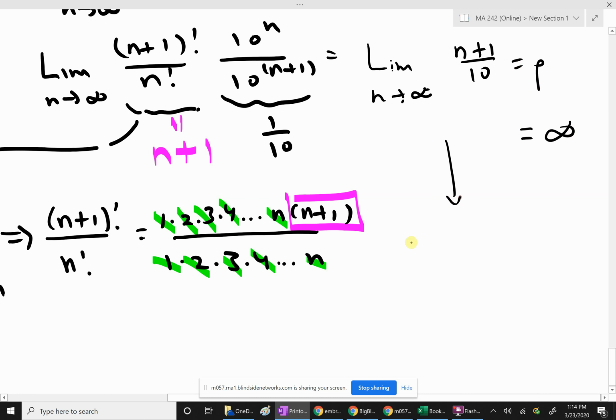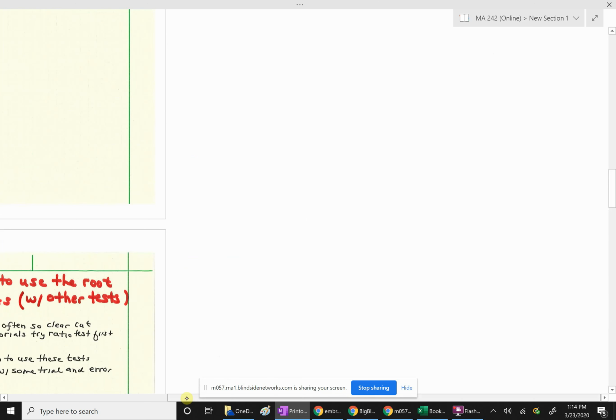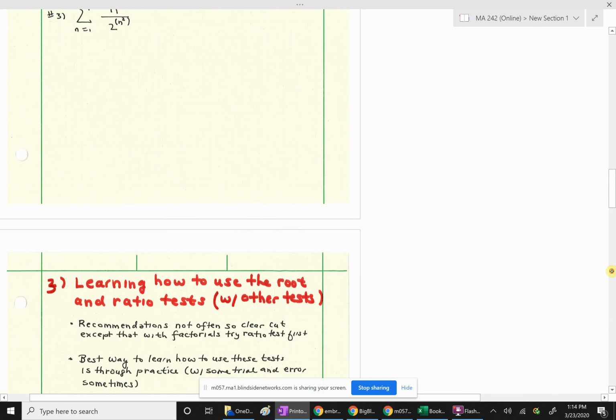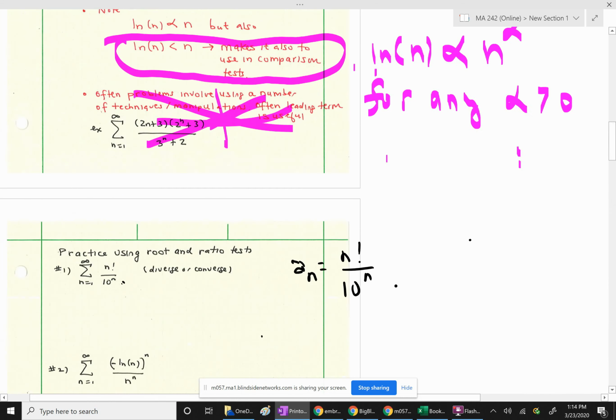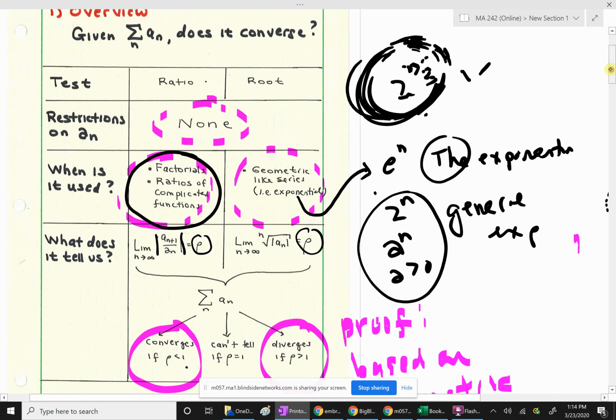So what we showed is that the limit as n goes to infinity of a sub n plus 1 over a sub n is equal to infinity. And what does the ratio test tell us? The ratio test tells us that if it's less than 1, it converges. If it's equal to 1, we can't tell. And here it's definitely greater than 1 because it's infinite. So we automatically know that it doesn't converge, that it actually diverges.